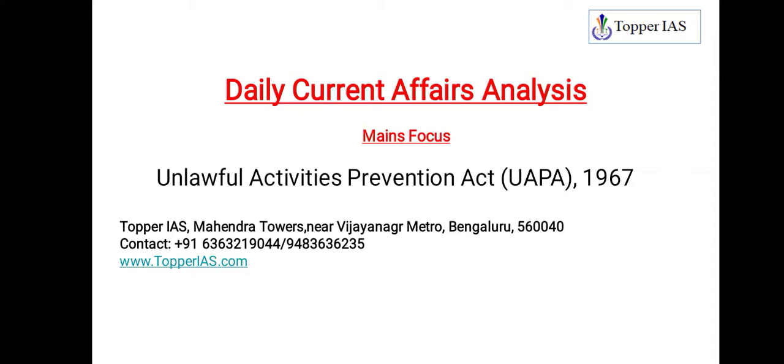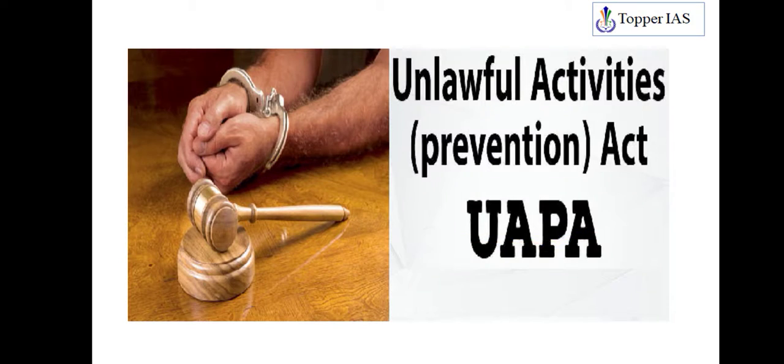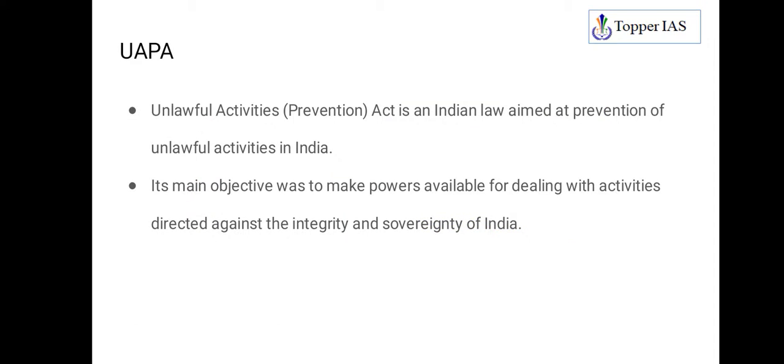We will discuss what the main features of this act are, why it was enacted, the reason for enacting a law, and what the recent happenings are, in the sense of any recent amendment to the act. Basically, the Unlawful Activities Prevention Act is an Indian law aimed at preventing unlawful activities in India.